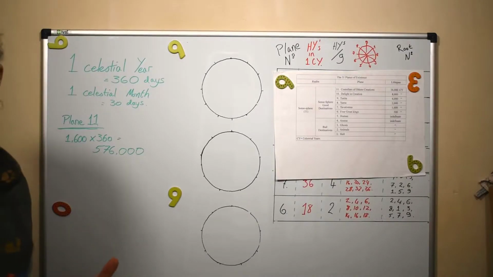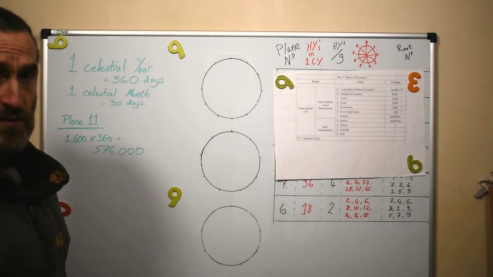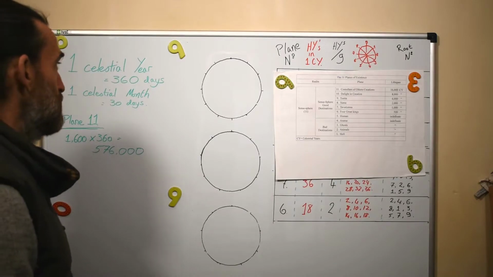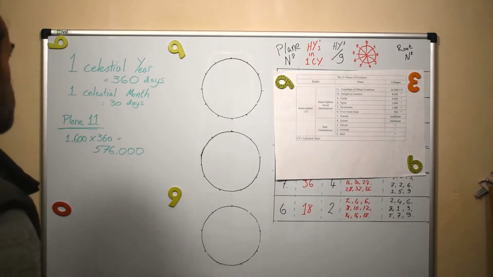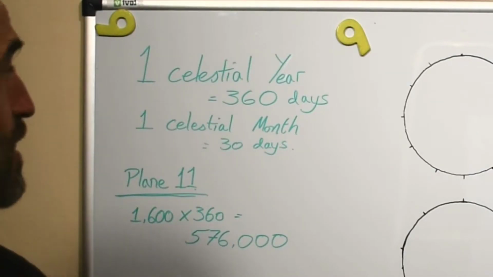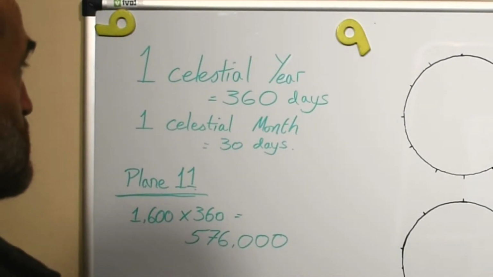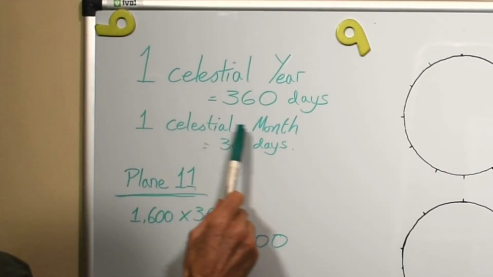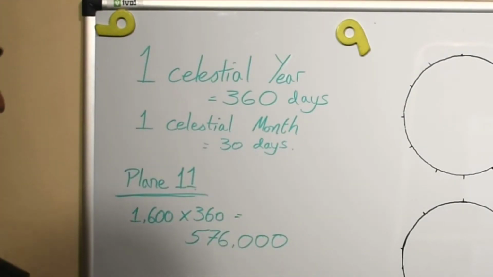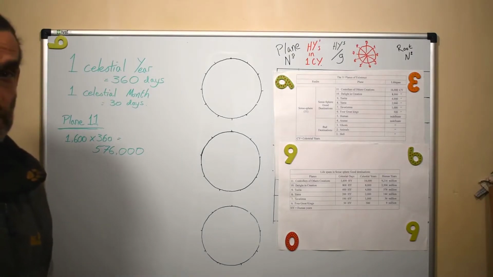So luckily, the Buddhist sutras give us a little bit more information on this table, and in that they tell us what is a celestial year. One celestial year has 360 days in it, and one celestial year also has 12 months, and therefore one celestial month is 30 days. 12 times 30 is 360.